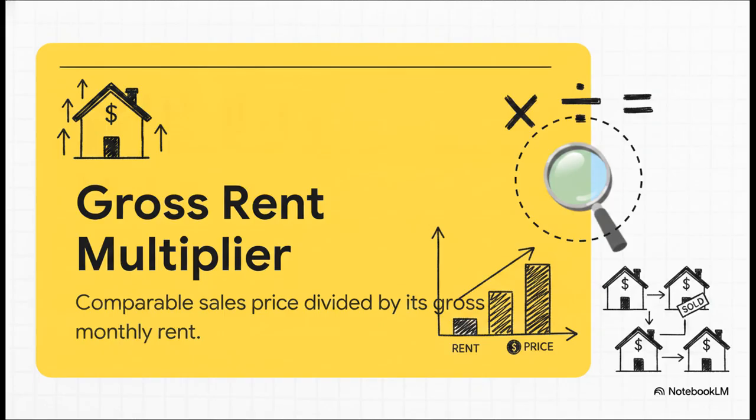The gross rent multiplier is your go-to when dealing specifically with monthly rental income. To calculate a GRM, you take a comparable property's recent sales price and divide it by its gross monthly rent. That gives you a multiplier number. You then take that multiplier and apply it to your subject property's monthly rent to estimate its overall value. It's a fantastic, simplified valuation method that's based on actual market performance.